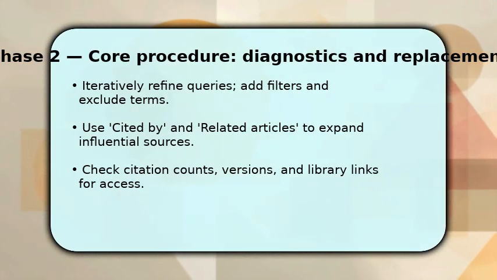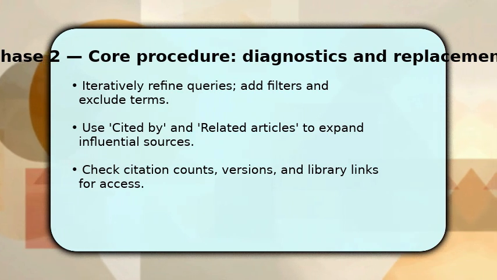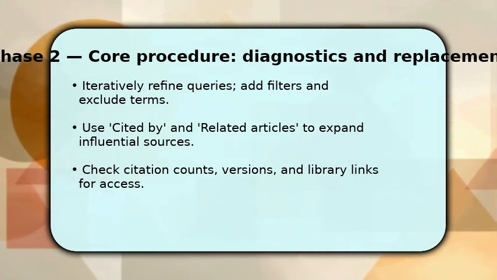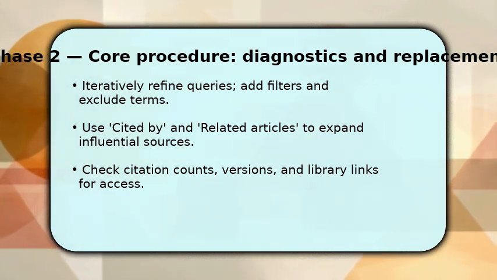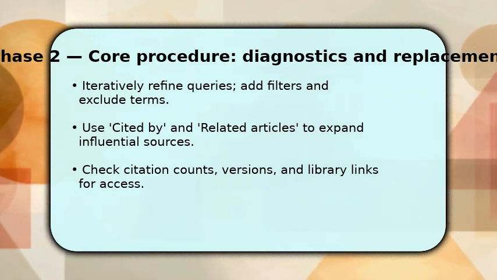Now focus on refinement and depth. Run iterative searches, add filters, exclude irrelevant terms, and try phrase or proximity tweaks to narrow results. Click Cited by on promising papers to trace influential work, then use related articles to jump to parallel studies.